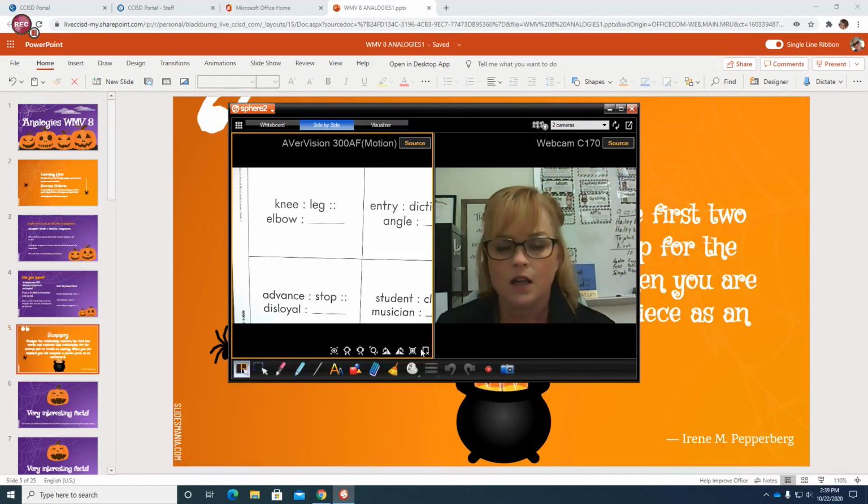Make sure you're thinking, are these synonyms? Are they antonyms? Is it a part-whole relationship? How are those first two words connected? And then make sure that you connect the other two words in the same way.